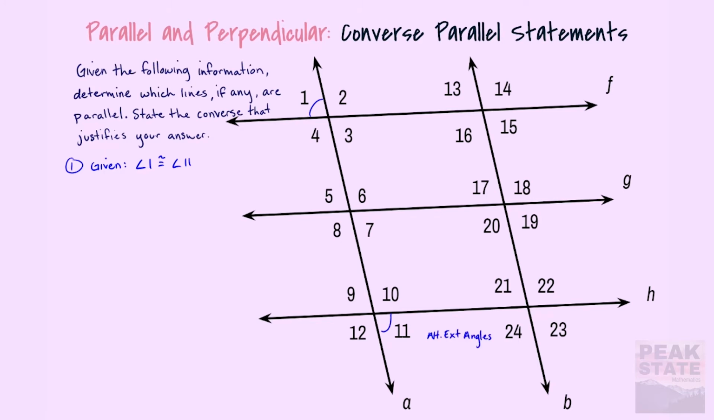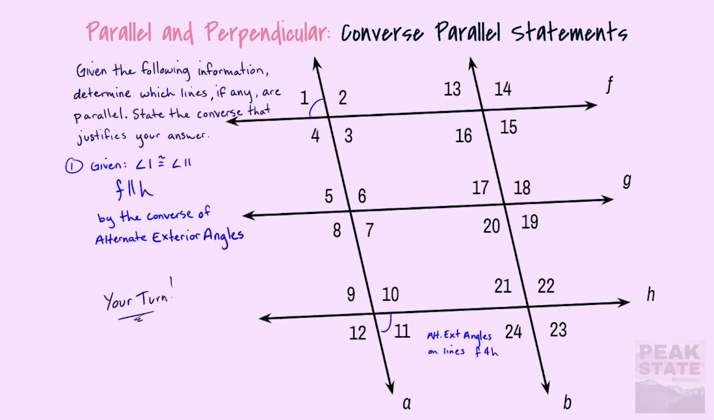So as we take a look at that, we can see that our angle relationship is alternate exterior angles. And we know that if lines are parallel, then those must be congruent. So since the given information is they are congruent, we know F is parallel to H by the converse of alternate exterior angles. All right, it's your turn. Go ahead and practice a couple more on your own. Get back in peak state and have an awesome day.